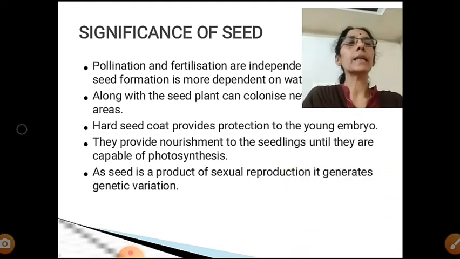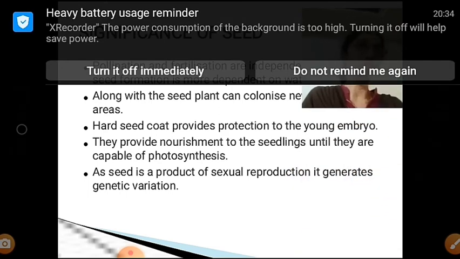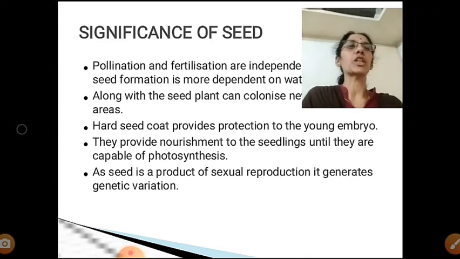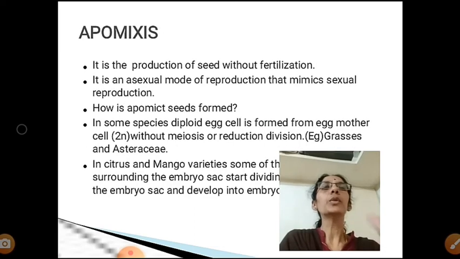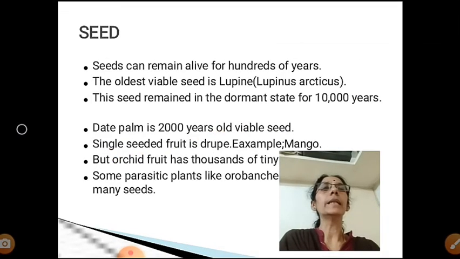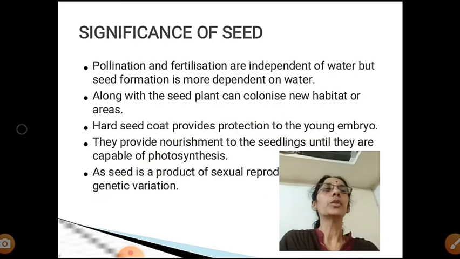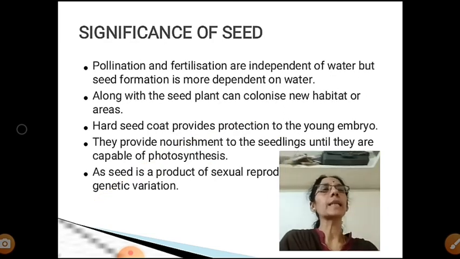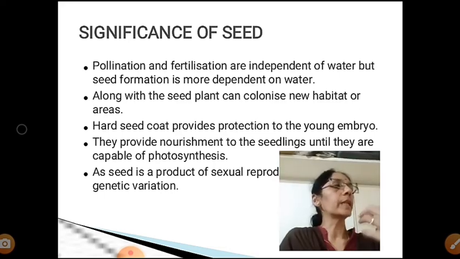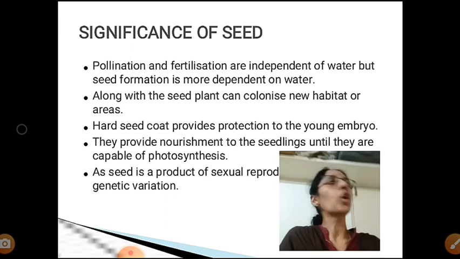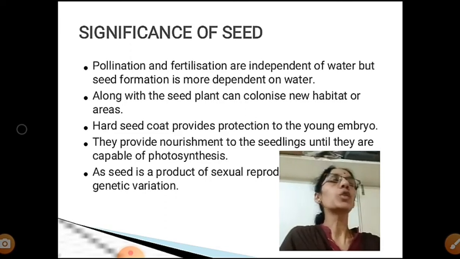And seed is a product of sexual reproduction, so it generates genetic variation. One more thing is that along with the seed, the plant can colonize or reach new areas, or it can colonize a new habitat. Normally when we consume the fruit, we eat the fruit and throw the seed. So along with the seed, the plant can reach new areas.